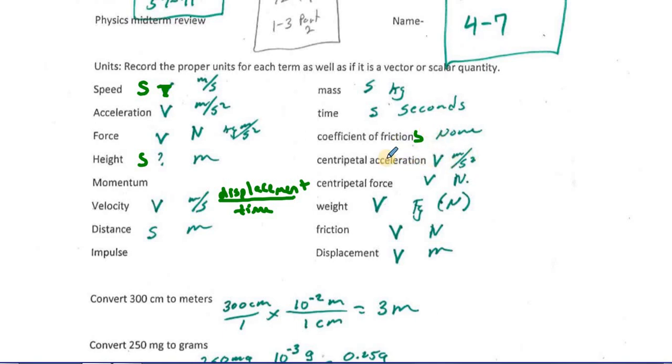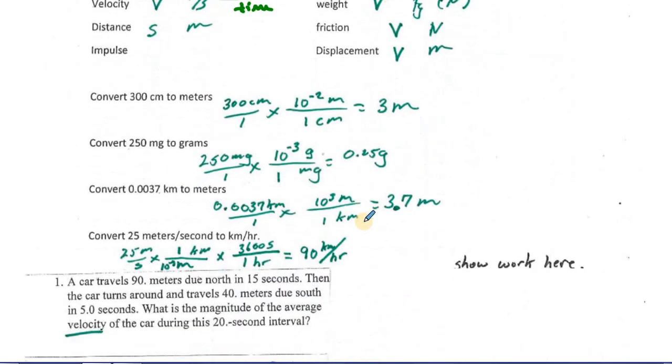Centripetal acceleration, just like any other acceleration, is a vector. Centripetal force, like any other force, is a vector. Weight is the force of gravity, so just like centripetal force, it is also a vector, and its direction is always towards the center of the earth. Friction is a type of force, so it's a vector measured in newtons, and displacement is a vector measured in meters. Alright, I'll pause over this video for a moment.